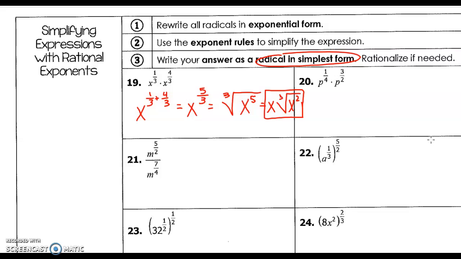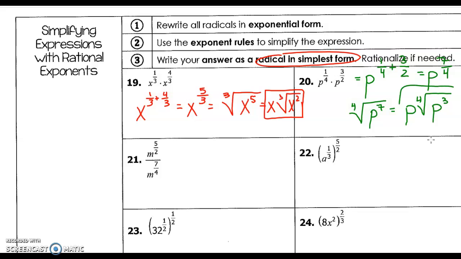Same thing here. When I multiply like bases, I add the exponents. So 1/4 plus 3/2, right? So that would be p to the 7/4. So then that would be the 4th root of p to the power of 7. So if I'm making groups of 4, I'd have one group and 3 leftovers. So I have p 4th root of p cubed.